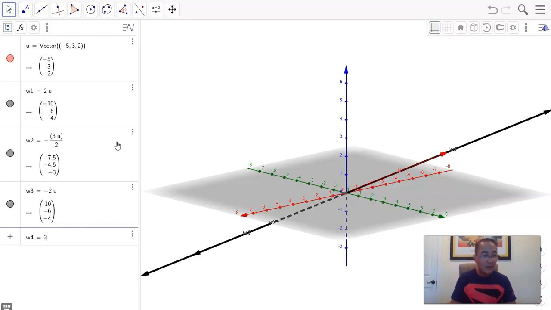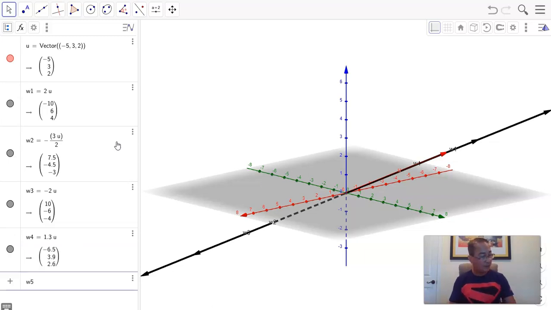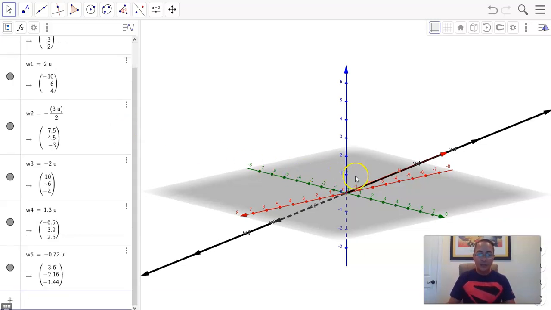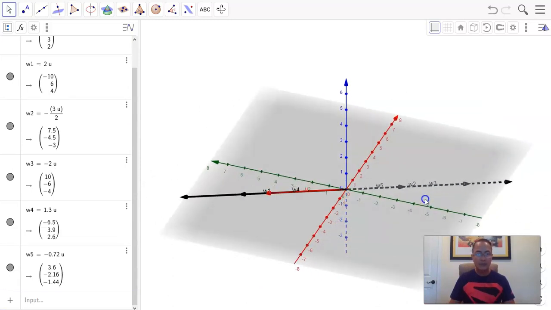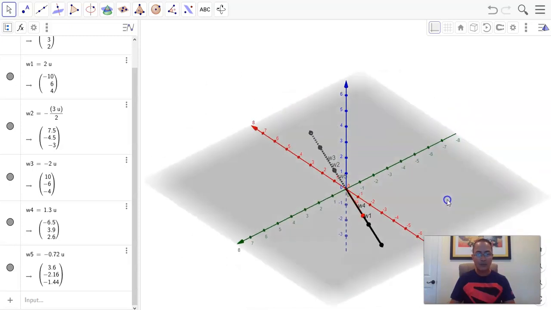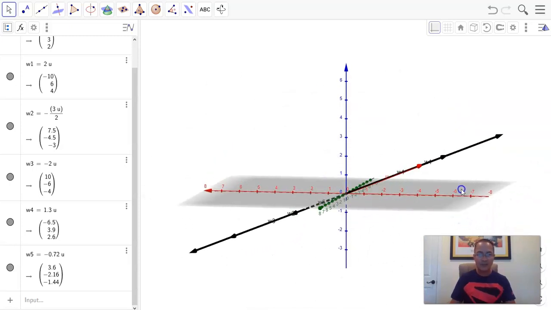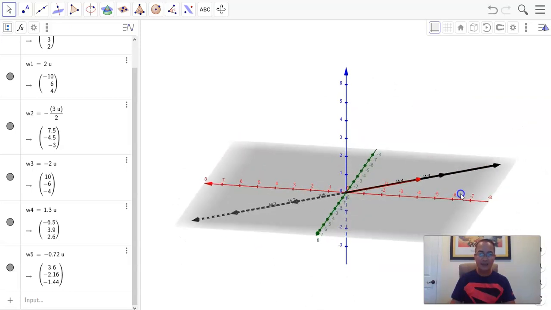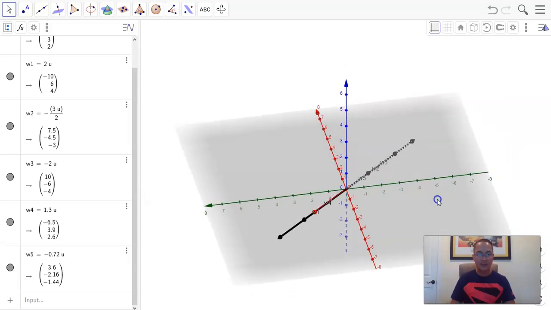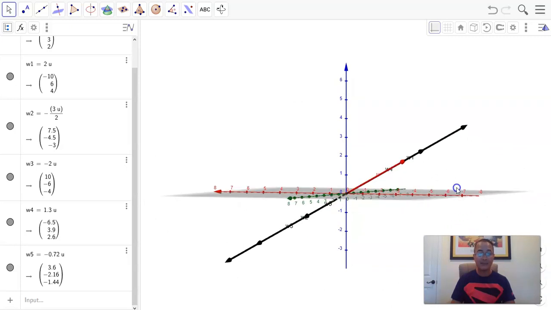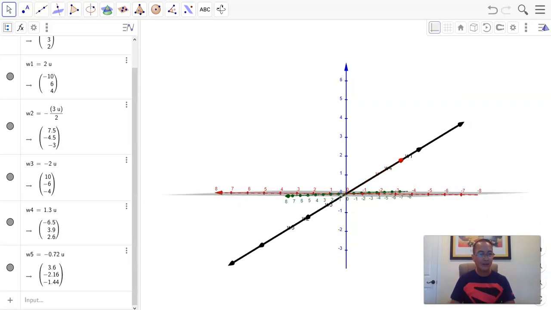Okay, that's a little bit off screen, so how about 1.3u? Okay, there you go, we can still see it. And w5 equals, how about -0.72u? Okay, so we have several vectors here, but just like what we saw in R2, if you turn our system around, we're still getting something that looks like a line, right? I think any reasonable person will call that object a line. And any way you look at it, it still looks like a line. Okay, so let's go back to Scientific Notebook.